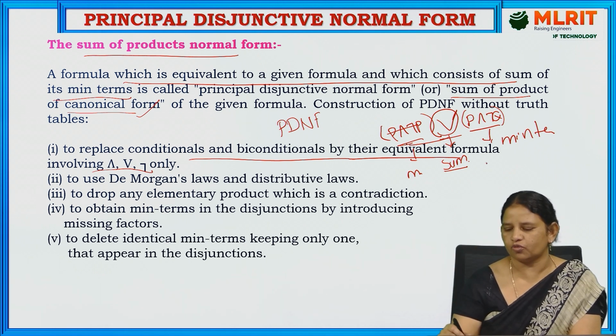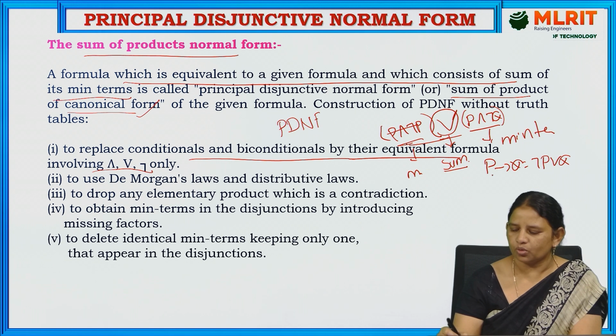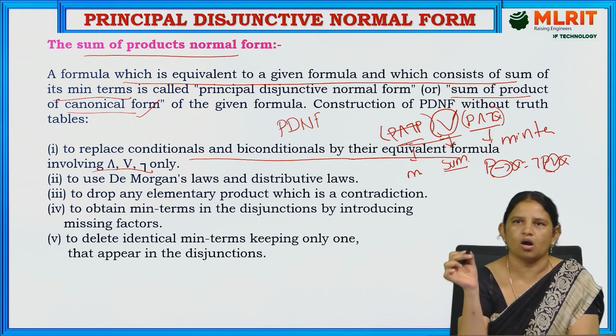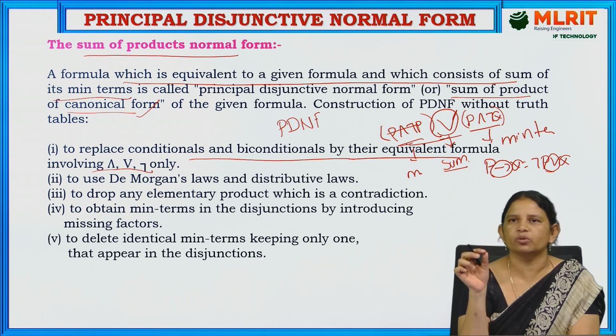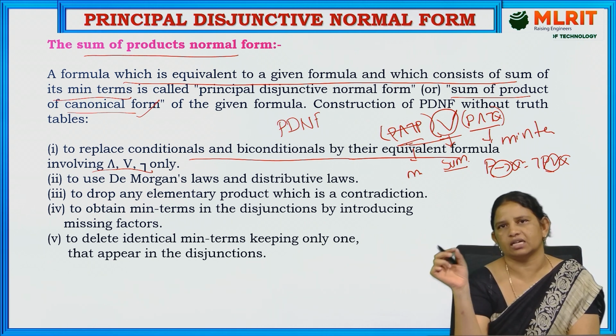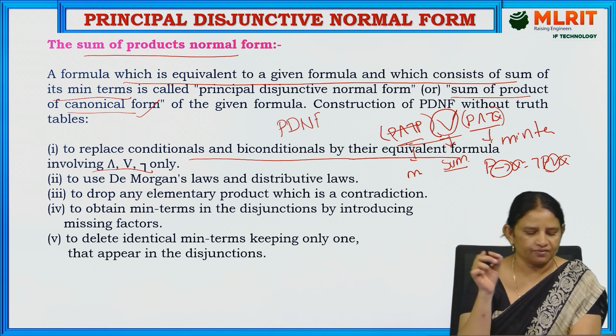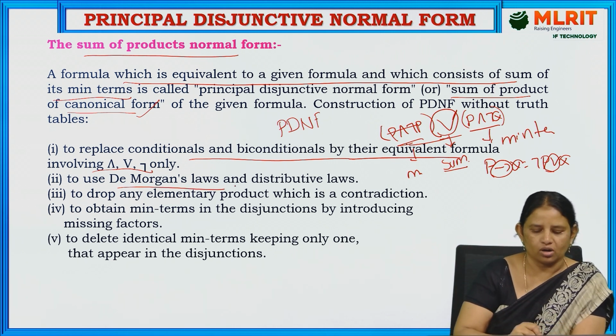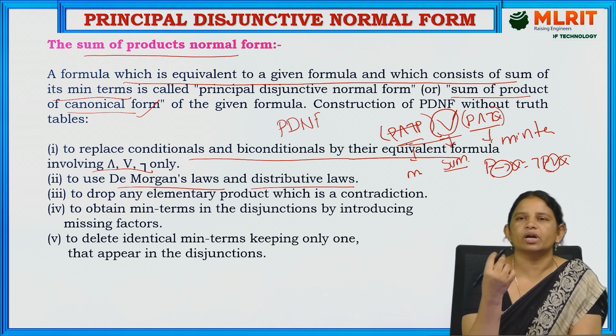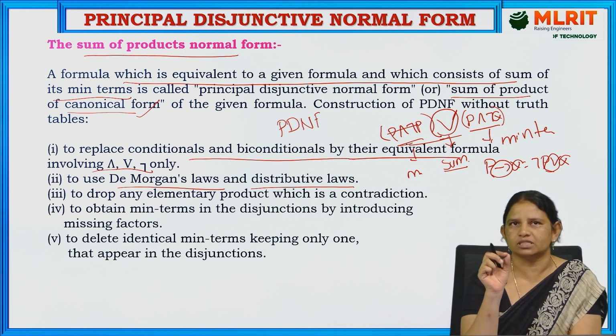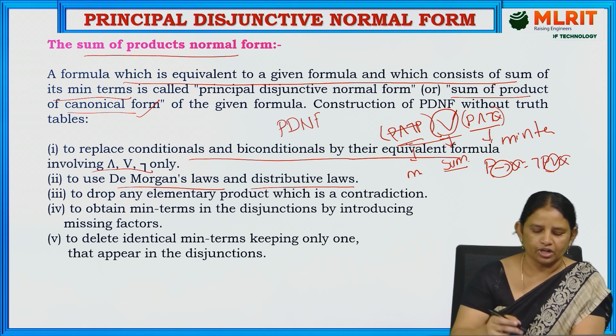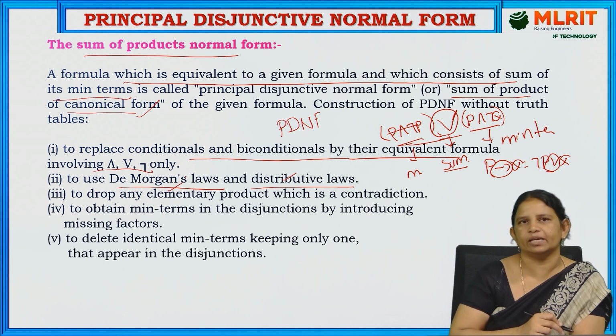We know the equivalent formula: P implies Q is negation P or Q. We need to remove the conditional statement by replacing it with the symbol or, and a negation. We need to give the highest priority to the conditional statement as well as the biconditional statement. Second, we need to apply De Morgan's law and the distributive law to get the required format of this PDNF.